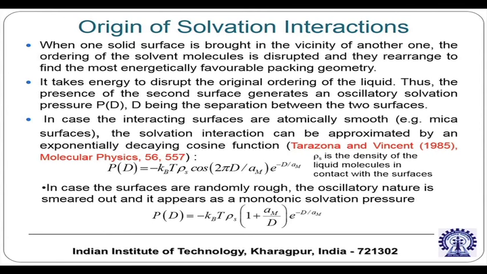In case the surfaces are randomly rough, the oscillatory nature is smeared out and it appears as a monotonic solvation pressure, so only an exponential function without the cosine part. The cosine part is there if it is a smooth surface, and it is not there if it is a rough surface.